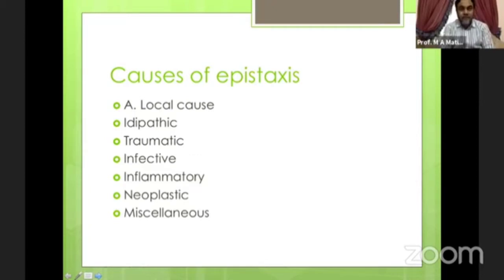fungal disease, a fungal granuloma, that causes epistaxis. Juvenile nasopharyngeal angiofibroma is a vascular tumor in the nose that causes epistaxis. Inverted papilloma and sinonasal cancer can also cause epistaxis. Okay, so these are the common local causes of epistaxis.